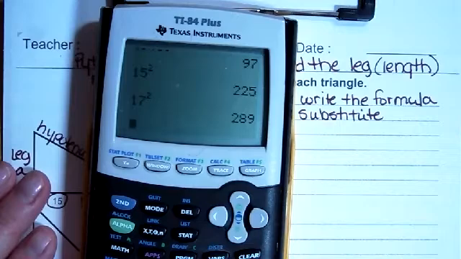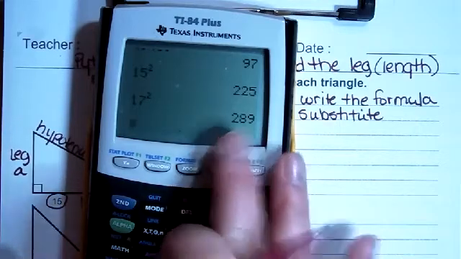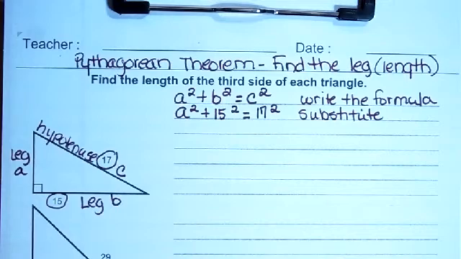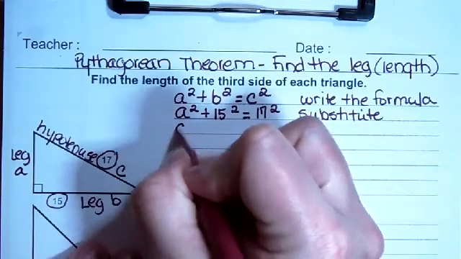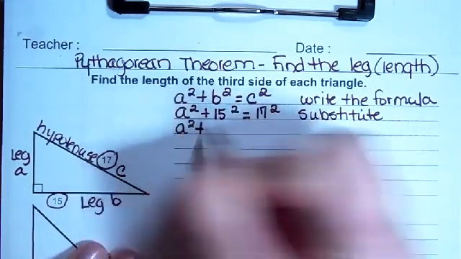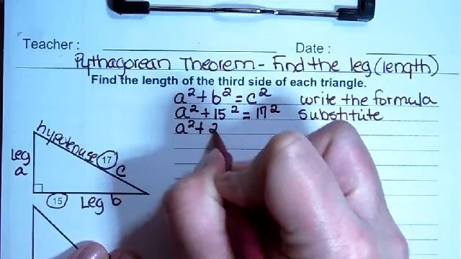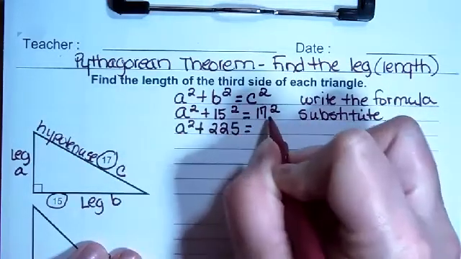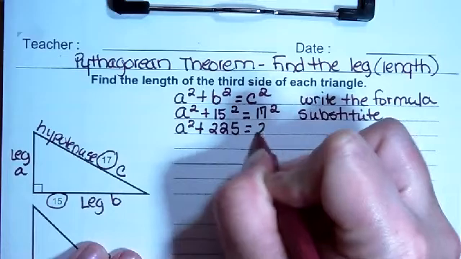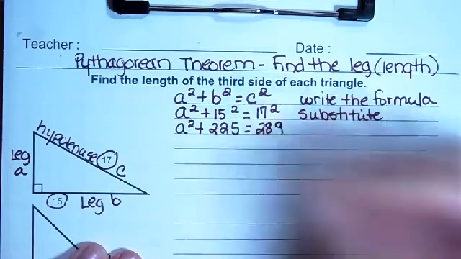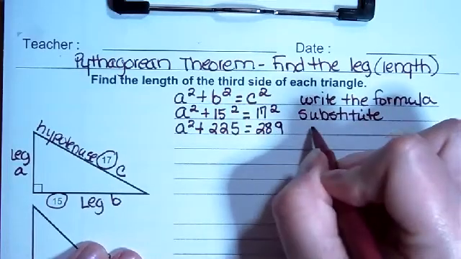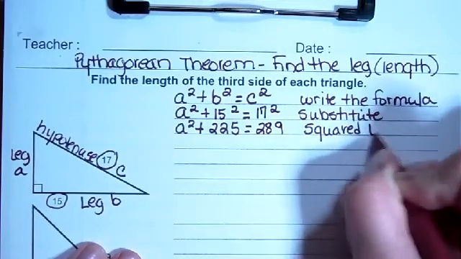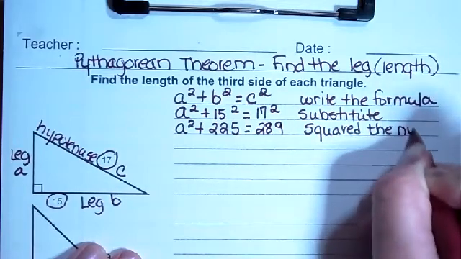And I'm going to simplify and put these two numbers back into my formula. Okay, so right here I've got A squared plus, now 15 squared is 225, equal to 17 squared, which is 289. Okay, so what did I do right here? I squared the numbers.